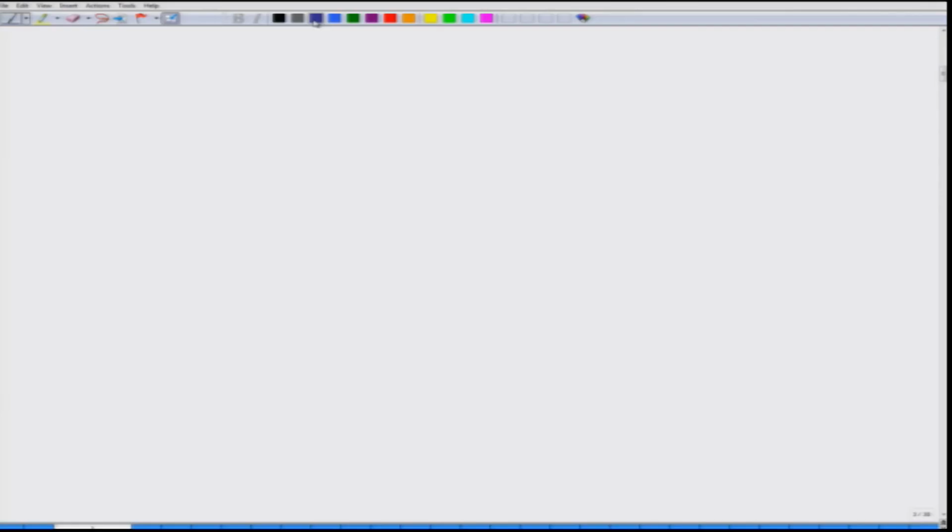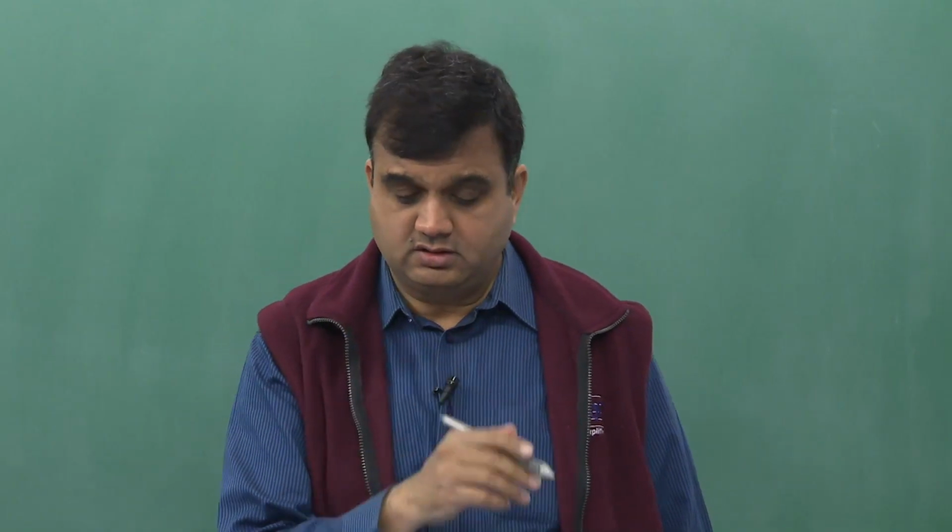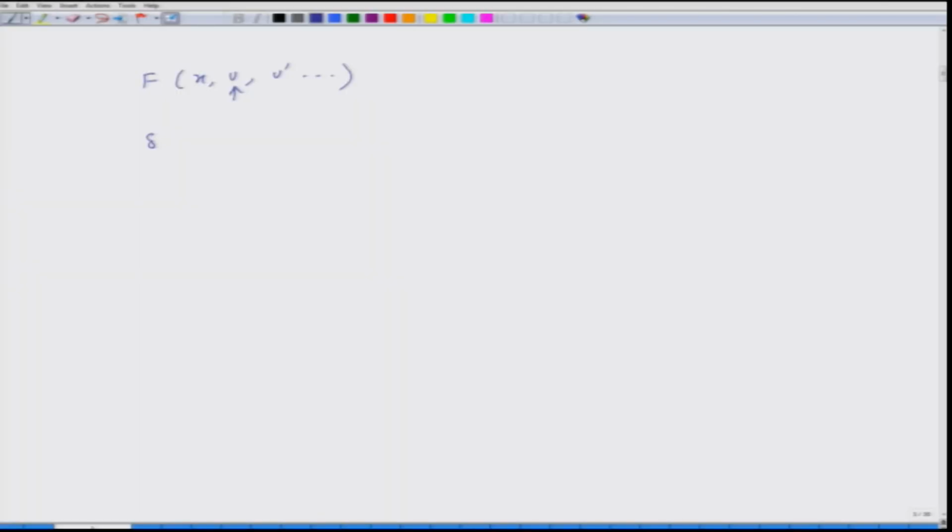Next thing, earlier we had seen that f is dependent on u and its derivatives and so on and so forth, right. So, if u is changing, if there is a variation in u, then there will be a variation in f also. Okay. So, that variation in f which occurs due to variation in u is known as variation of f, and it is designated like this. Okay.